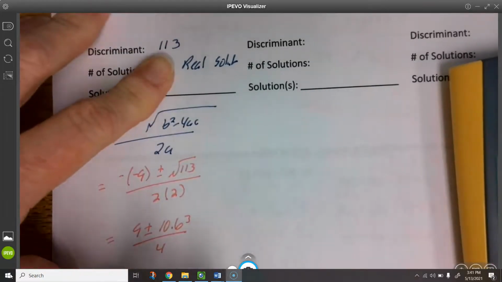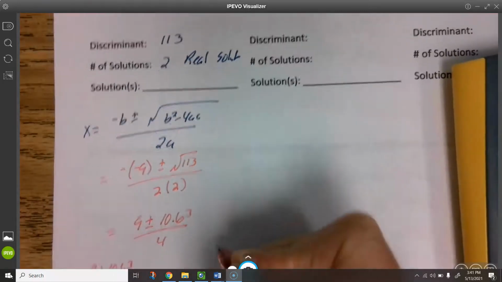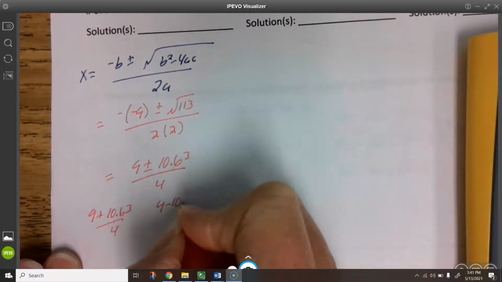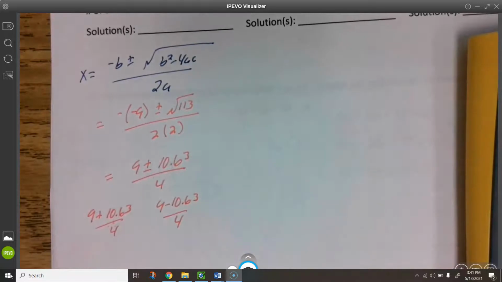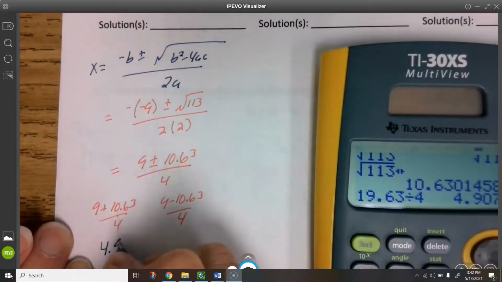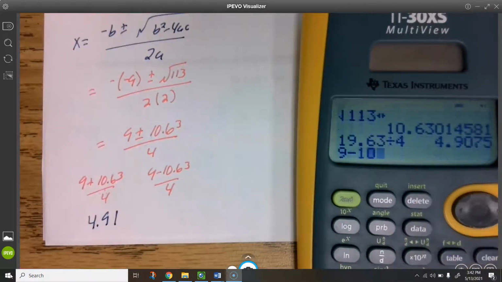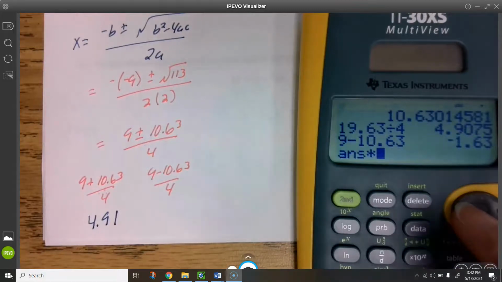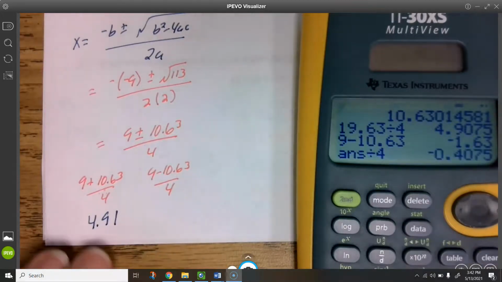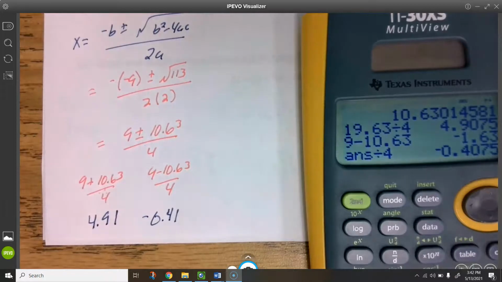So now we break it into our two answers. 9 plus 10.63 divided by 4, 9 minus 10.63 divided by 4. And we get 4.91 and negative 0.41. Those are our two answers. Okay, good. Feel free to try these next two on your own.